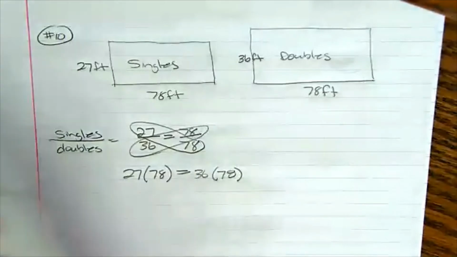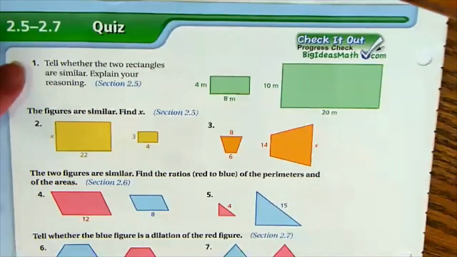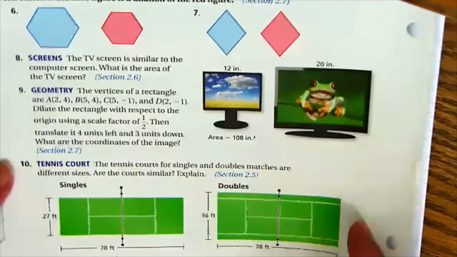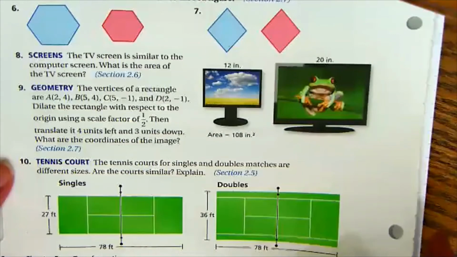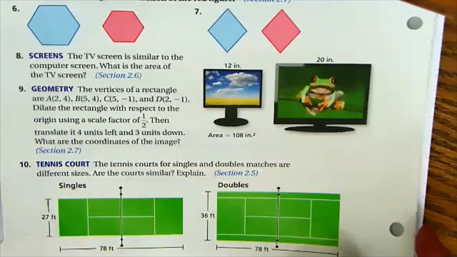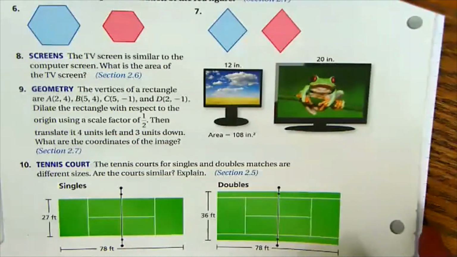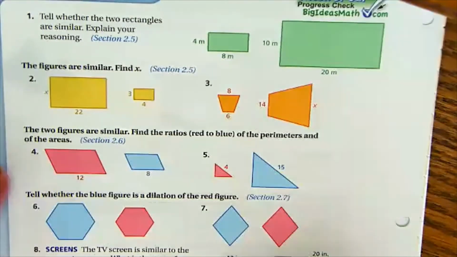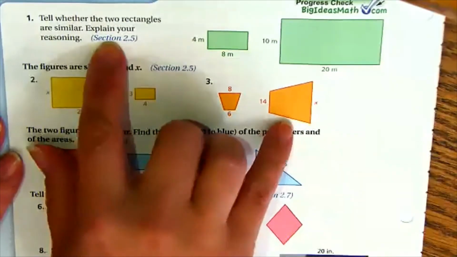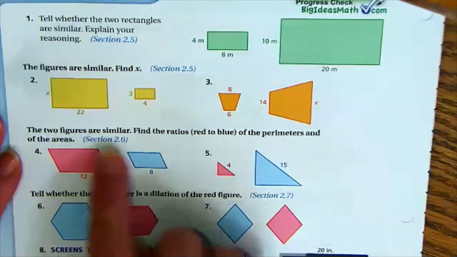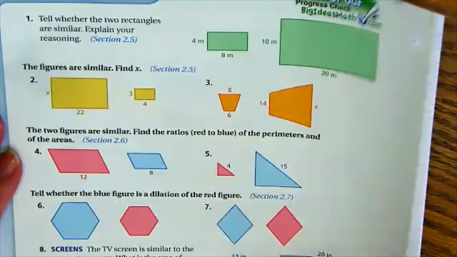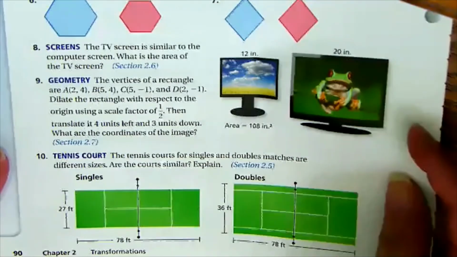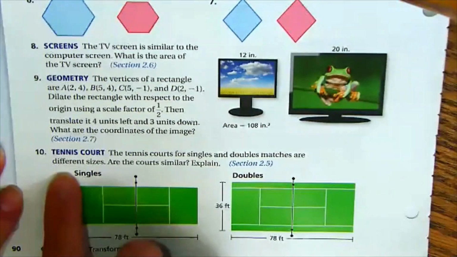So this is what we are doing today. You are going to solve problems 1 through 10 on a piece of paper. Take a picture of your work, and that's what you are submitting. So for questions 1 through 7, it tells you what section to look at for help if you need it. And together, we've just set up questions 8 through 10.